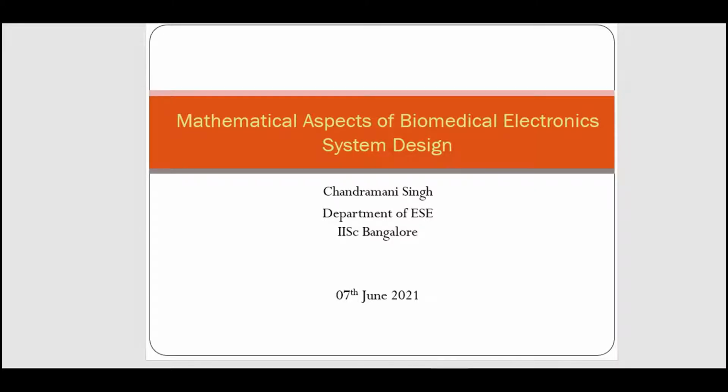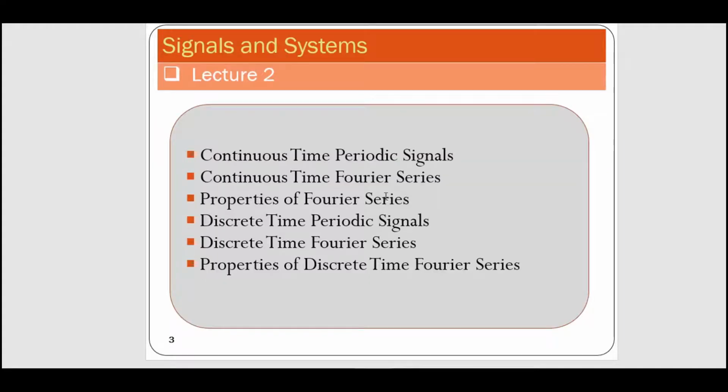Everyone, welcome to the second lecture of the course Mathematical Aspects of Biomedical Electronic System Design. We are studying the module Signals and Systems, and today in this second lecture we will learn about Fourier Series. To elaborate, we will learn about continuous time periodic signals, continuous time Fourier series, properties of Fourier series, and similar things, and the same concepts for discrete time signals as well. So let us begin with today's lecture.